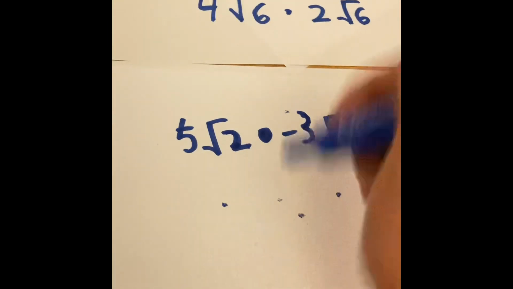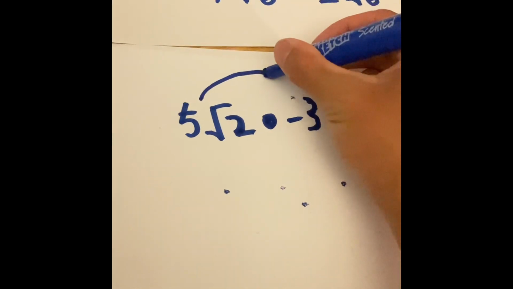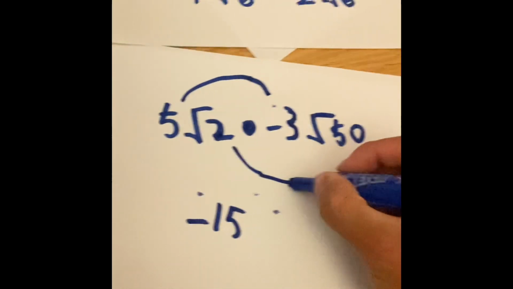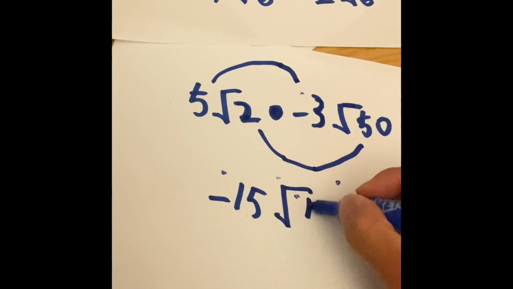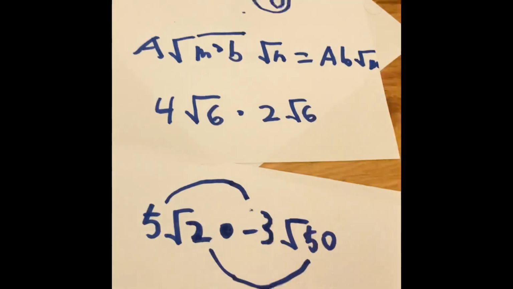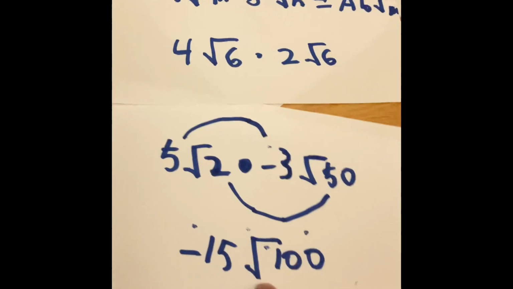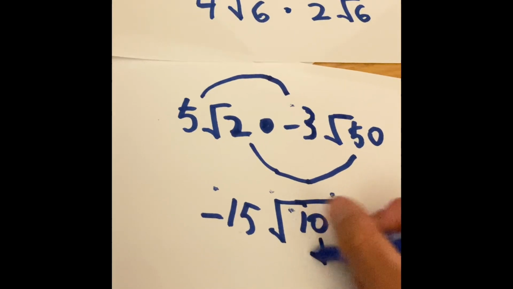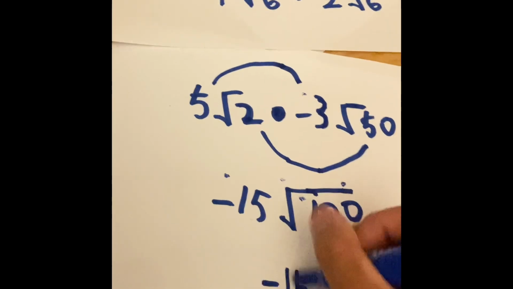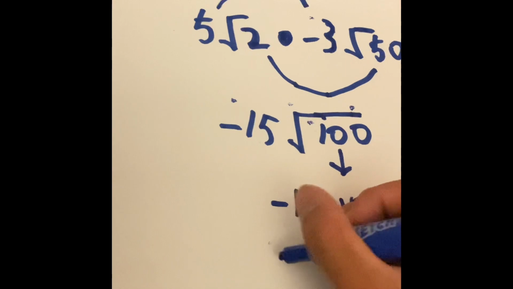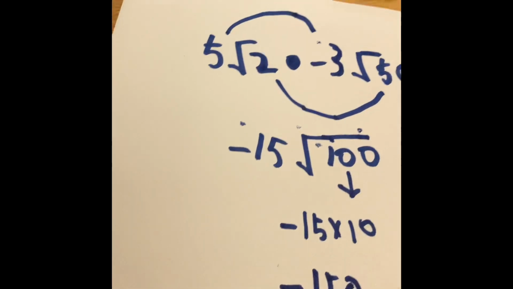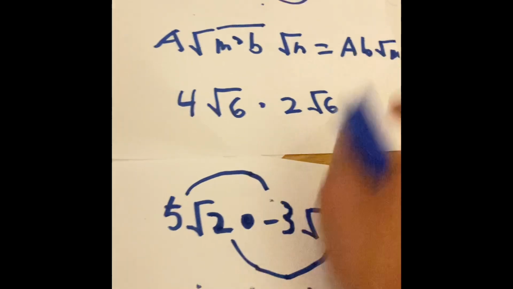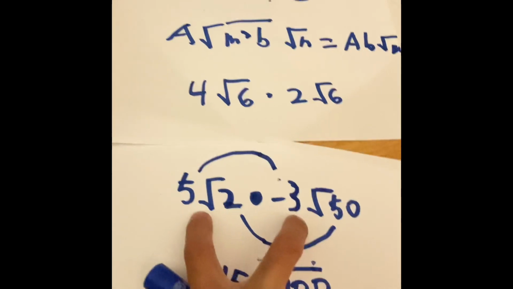So we can rewrite this. Well, 5 times -3 is -15, and 2 times 50 is going to be the square root of 100. You see how we rewrote the problem to make a new equation? When we have the square root of 100, we can turn that into 10. So -15 times 10 is equal to -150.